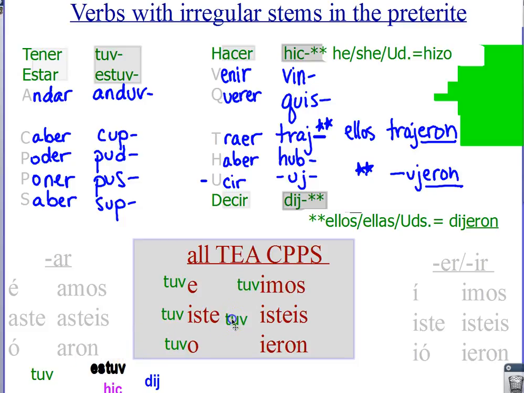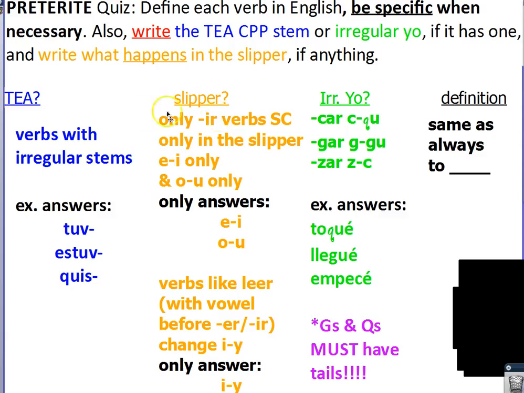So it can't have an irregular yo. It can't be affected in the slipper. It's a teacup in all 6 boxes. And if I go back to this, it's a teacup, that's all it can be. If it's an IR verb, it's not also going to be a car, gar, or zar verb, so it can only be one thing at a time in the preterite.